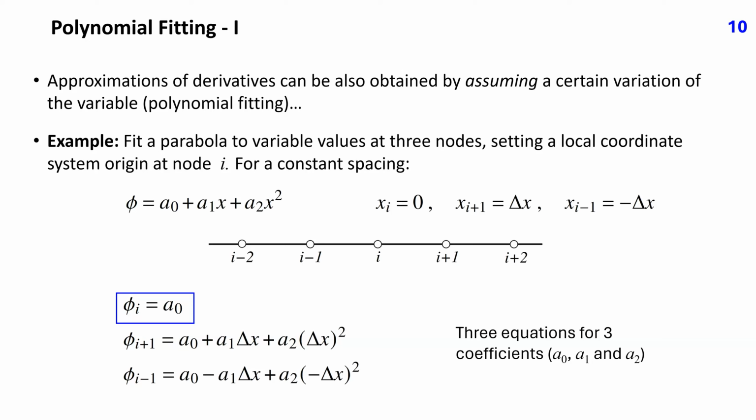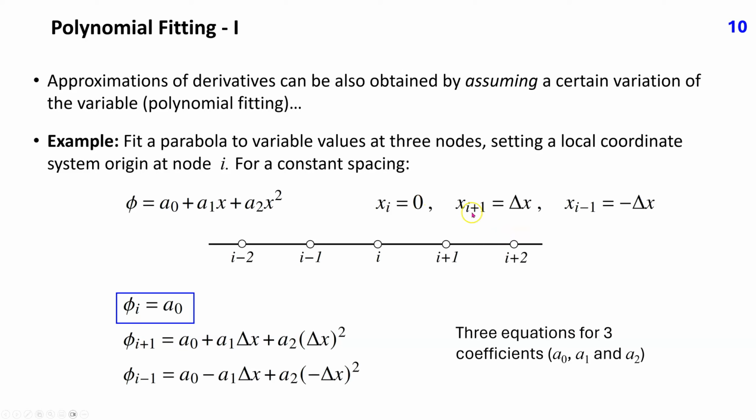We assume that the variable phi varies quadratically with the coordinate x. For the sake of simplicity, we set the local coordinate system at the node I, where the derivative is to be approximated. We now have to fit a parabola given by this expression to variable values at three nodes, that is, obtain the three coefficients of the parabola such that it passes through variable values at three nodes, I minus 1, I, and I plus 1. Assuming a uniform spacing of grid nodes, these relations hold in the local coordinate system.